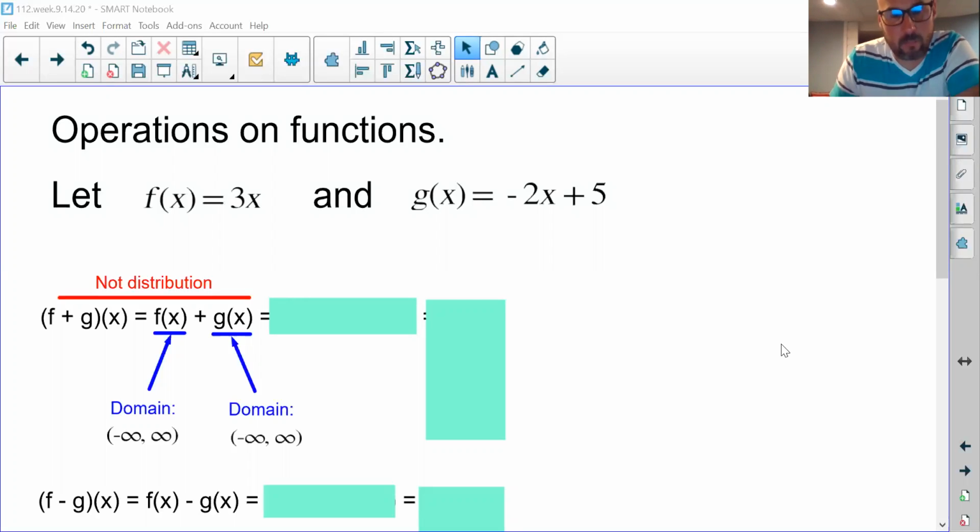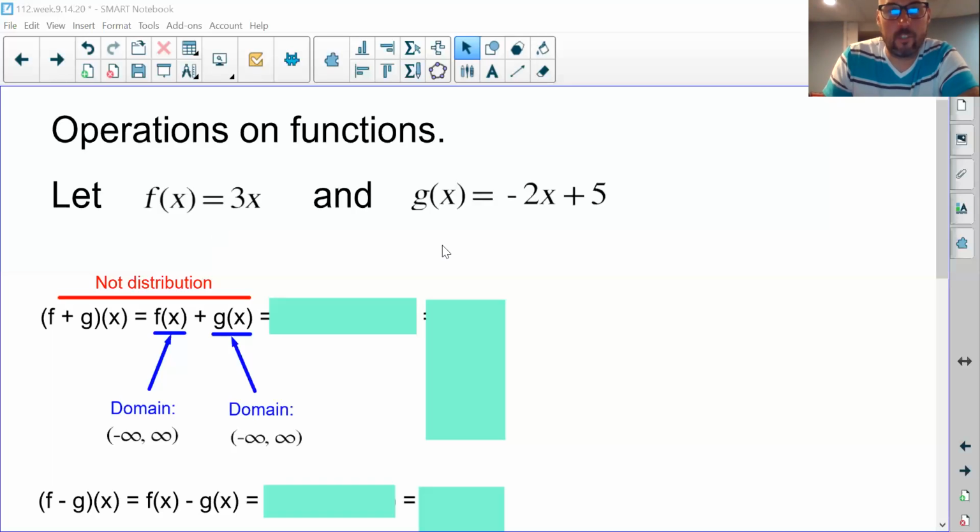Today, we're just going to talk about adding, subtracting, multiplying, and dividing. So here we have two functions, f and g. They both happen to be lines. And we're going to find the domain for all of these combos, for all these results of adding, subtracting, multiplying, and dividing. And the rule that you have to keep in mind is that when we are combining two functions, the result has to be a domain that both functions agree on.